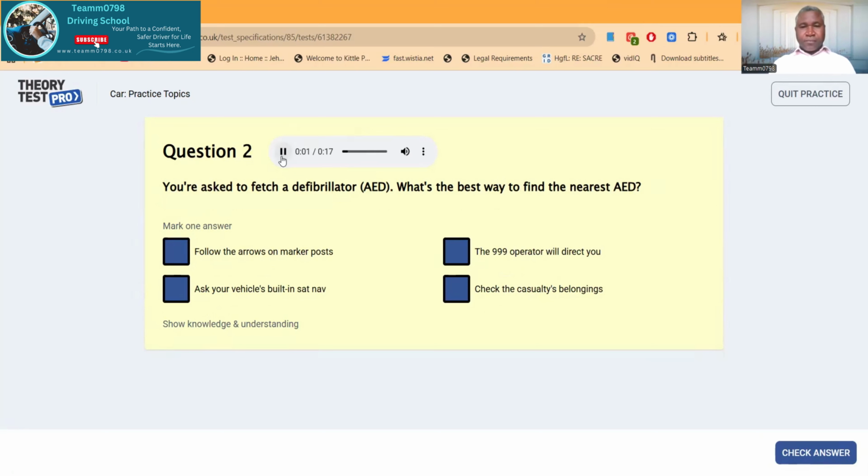You're asked to fetch a defibrillator, AED. What's the best way to find the nearest AED? Follow the arrows on marker posts. The 999 operator will direct you. Ask your vehicle's built-in sat-nav. Check the casualty's belongings. Don't go for the sat-nav, that's disastrous. Check the casualty's belongings? No way, nobody carries a defibrillator on their person. So the 999 operator will tell you.